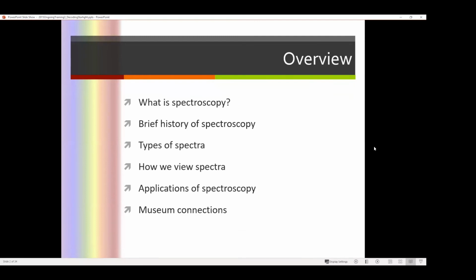Okay, cool. So what we're covering today will be what is spectroscopy, an overview and some details. I'll give you a very brief history of spectroscopy. There are some interesting developments that have happened along the way. We will look at types of spectra and how we view spectra. Normally when we did this training in person, there was a hands-on element. I'm going to try and do a very brief recreation of that. We will see how well it works. Then we will look at the applications of spectroscopy, which are among the most interesting parts for me, and then some connections to the museum.